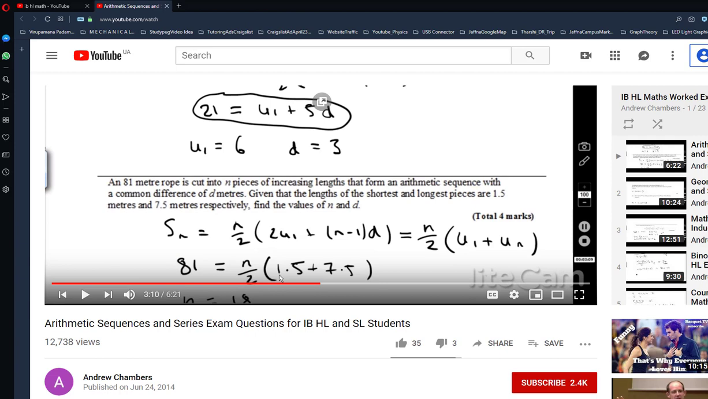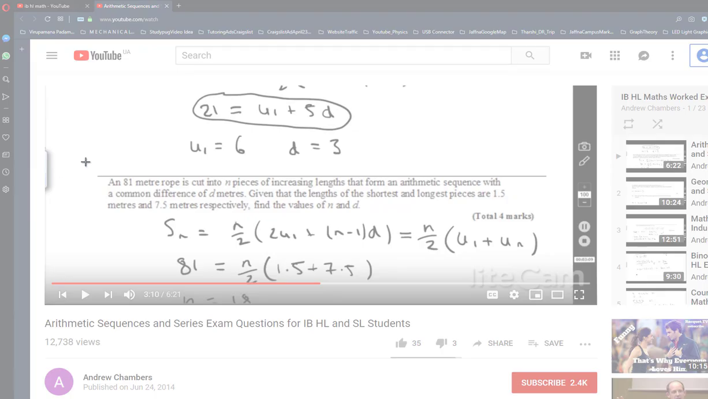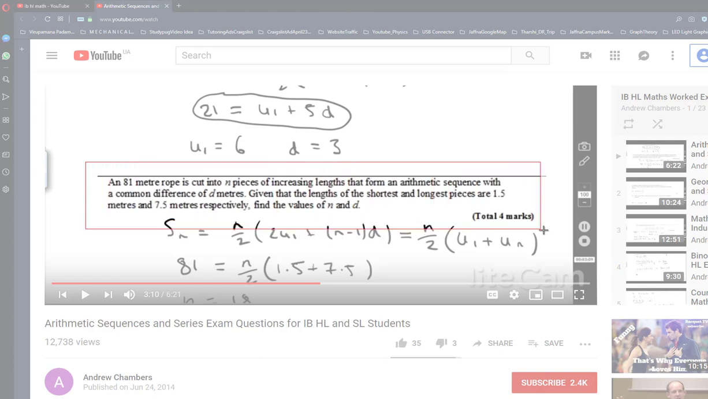So here's the next problem. An 81-meter rope is cut into n pieces of increasing length that form an arithmetic sequence with a common difference d meters. Given that the lengths of the shortest and the longest pieces are 1.5 and 7.5, find the value of n and d. So I'm going to copy this problem first, and I'm going to take it to my board. I'm going to work the problem out.